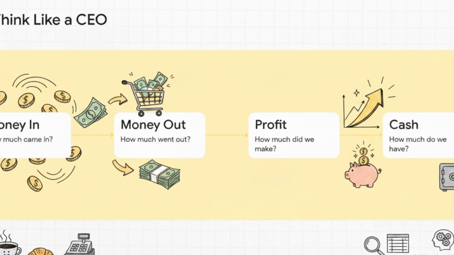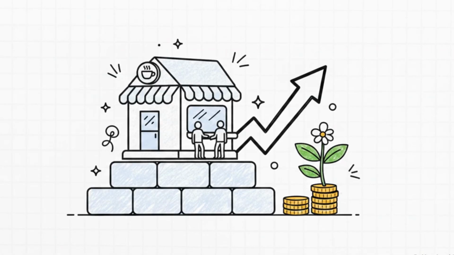If you, as the coffee shop owner, can answer these 4 questions at any given moment with absolute confidence, you are already light years ahead of most beginners. You are taking control of your destiny. Ultimately, business finance isn't about becoming some math genius. It's about understanding the language of money. Mastering these 5 concepts, revenue, expenses, profit, cash flow, and financial statements, is the absolute foundation.